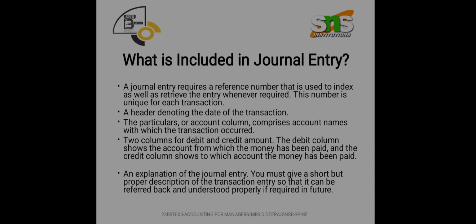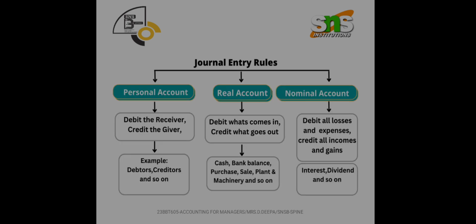Based on the double entry system, there are 2 columns, one is debit, another one is credit. The debit column shows the account from which money has been paid, and the credit column shows the account to which the money has been paid. And these are the basic things to be included in the journal book. And next, the rules. First is personal account, second is real, and third one is nominal.